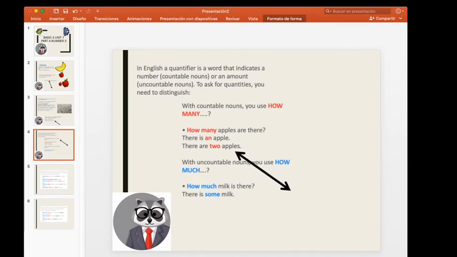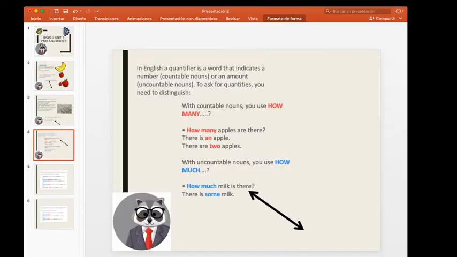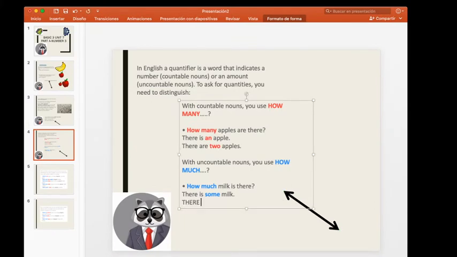Okay? And for example, with uncountable nouns, we could use how much. How much milk is there? We cannot count milk as drops, for example. Okay? So we say there is some milk. Or in the negative, there isn't any milk. But we are going to check again. Okay?